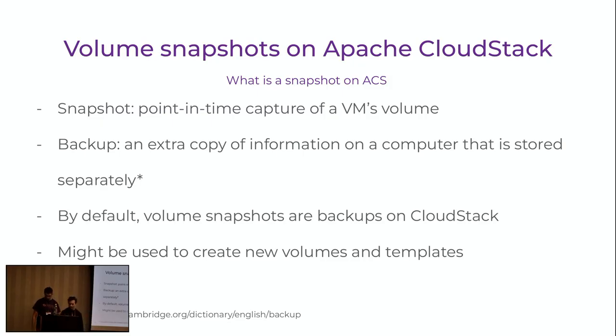So I'll take it from here. So let's start off by defining what a snapshot is. I'm sure that most of you already know what it is, but a snapshot is a point in time capture of a volume. And by default, the snapshot is copied to the secondary storage. So volume snapshots, actually, are backups. VM snapshots work differently, so they are not really backups. Also, as snapshots are a copy of a volume, they may also be used to create other volumes and to create templates.